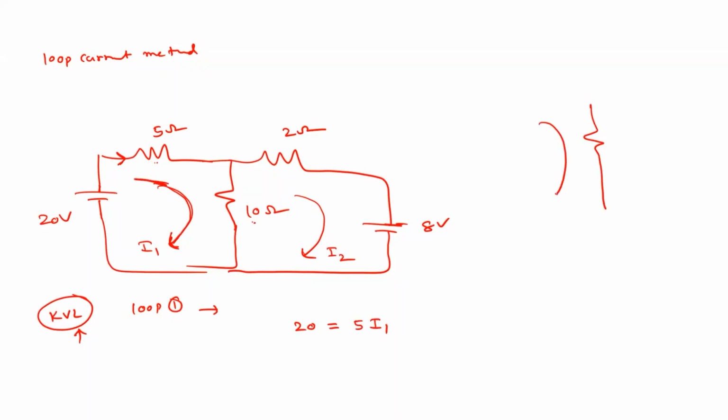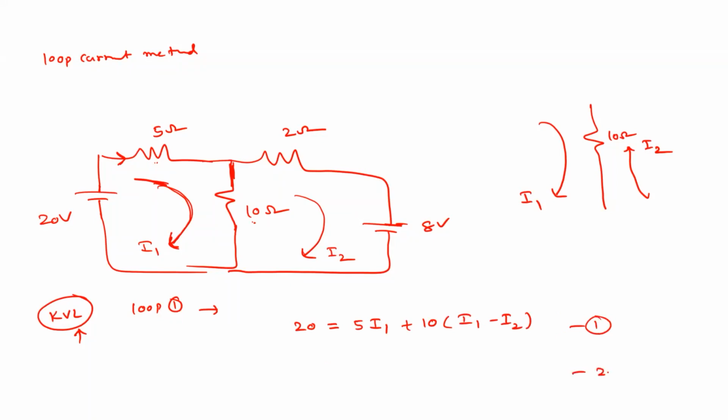On one side I1 is flowing, and on the opposite side I2 is flowing. So what is the net current with respect to this I1? It is I1 minus I2. So plus 10 into I1 minus I2. Do you agree? Yes, sir. Right. So this is equation 1.